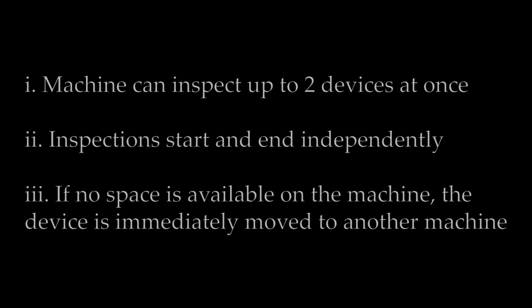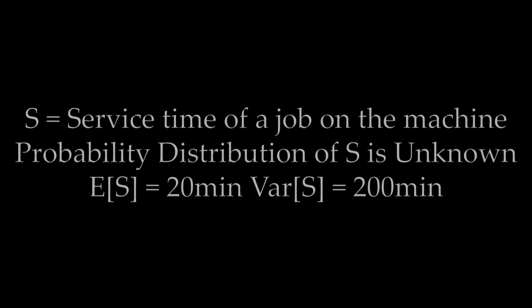A machine can inspect up to 2 devices at once. Inspections start and end independently. If no space is available on the machine, the device is immediately moved to another machine. Further, assume that this machine can process up to 2 devices simultaneously, which doesn't necessarily need to start at the same time. The length of time the machine spends processing a job is highly variable, as different jobs may have different inspections required. In this problem, let S equal the service time of a job on the machine.